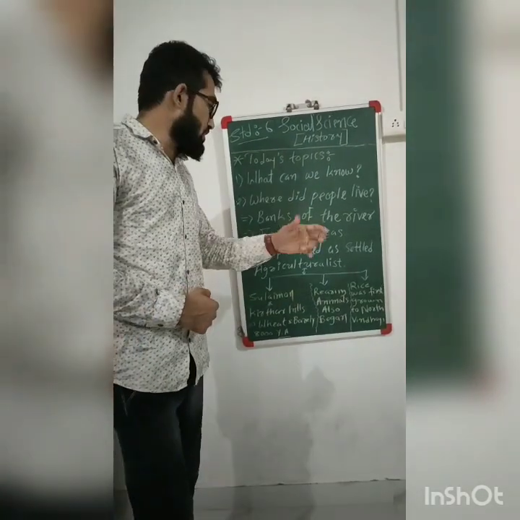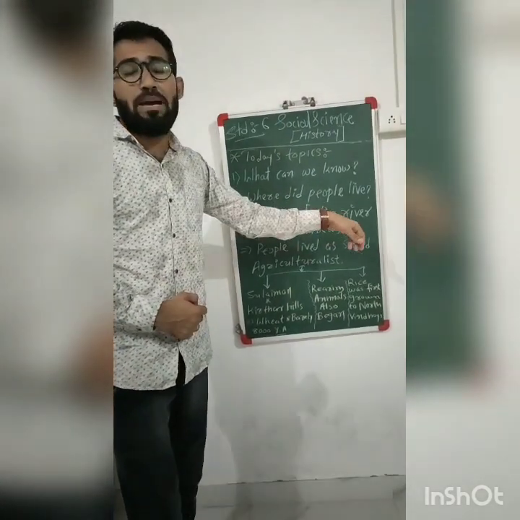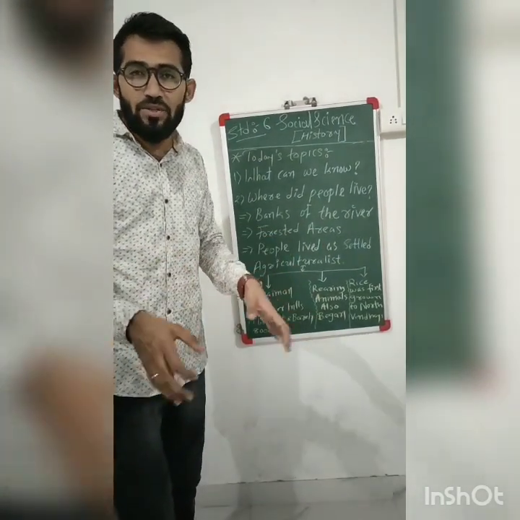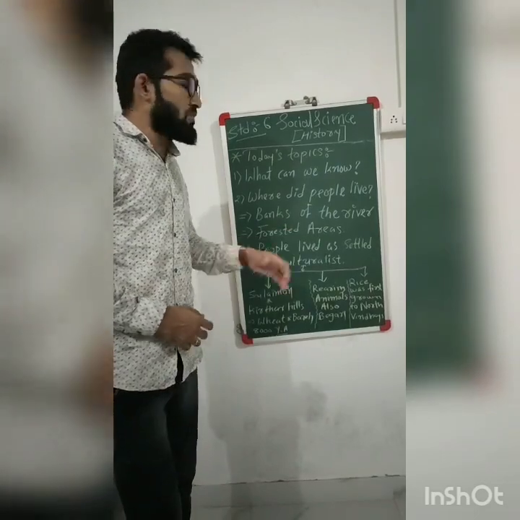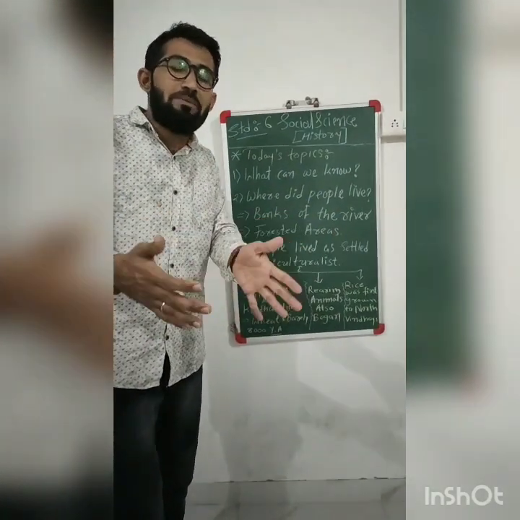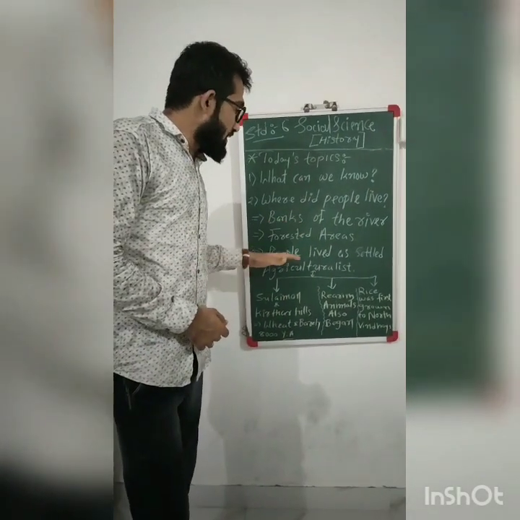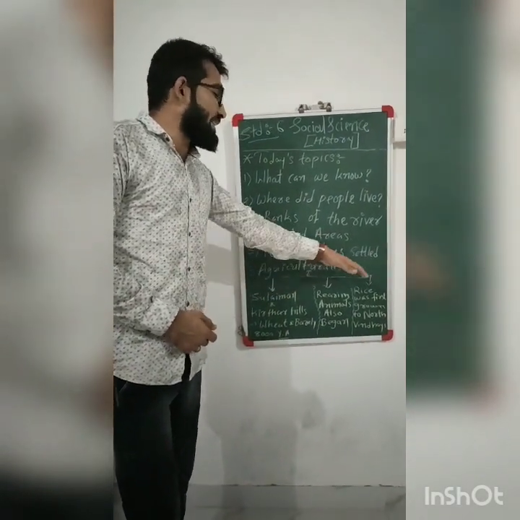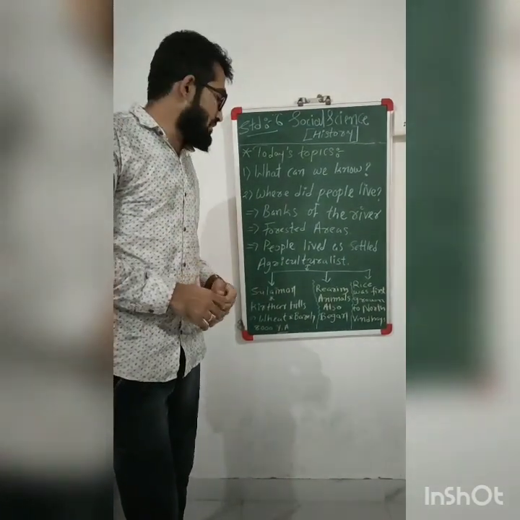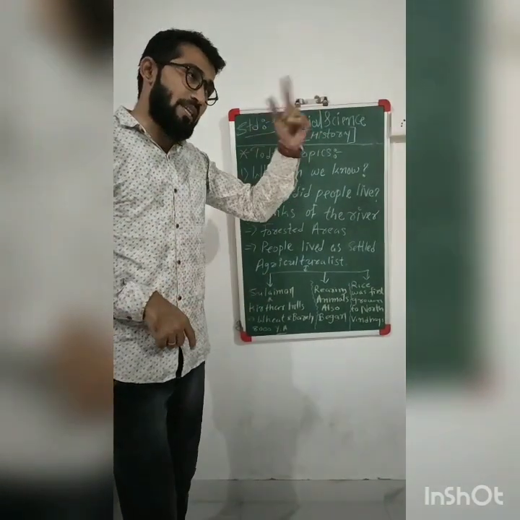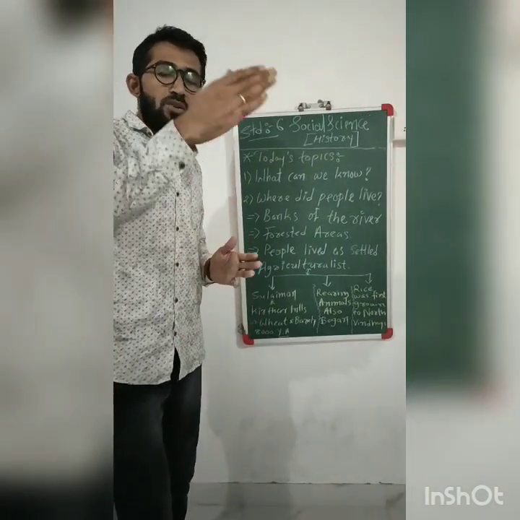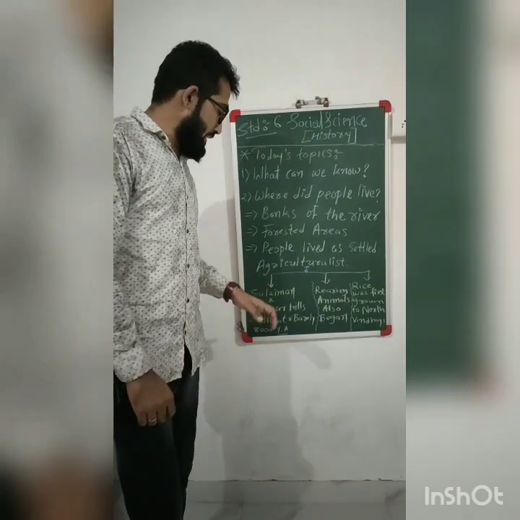Now, the third point: people lived as settled agriculturists. Number one, we have talked about people living on the banks of the river. They were collecting the things which are necessary for themselves. Number two, we have talked about the forested area where people hunted animals. Now here, people lived as settled agriculturists. I want to mention that I have given a map in the later part of this video where you have to locate the north and west part of our country.